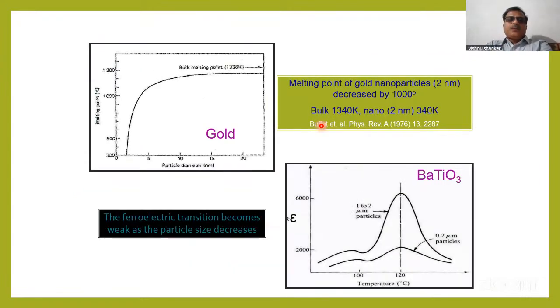Another physical property, for example, of gold nanoparticles: the melting point. If you look into that, it is about 340 Kelvin for a 2 nanometer gold particle, whereas for bulk gold the melting point is very high. So when you move from bulk to nano, there is a drastic change in the melting point. Another example is ferroelectrics. Barium titanate is a well-known ferroelectric material, and its ferroelectricity is also affected by changing the size of the particle.